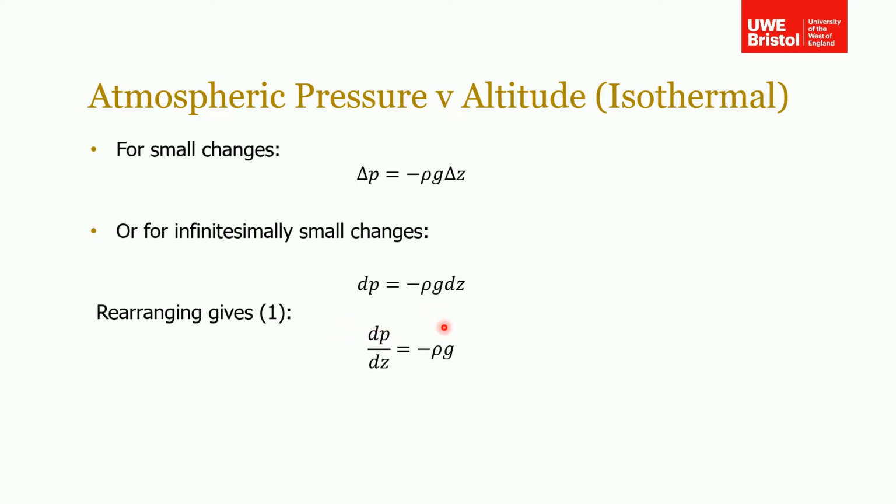So first we just rearrange this. So now we've got the change in pressure with z, dp/dz, is equal to minus rho g. That's the same as saying dy/dx in some other differential equations, but instead of the change of y with x, we've got the change of pressure with the change in height.